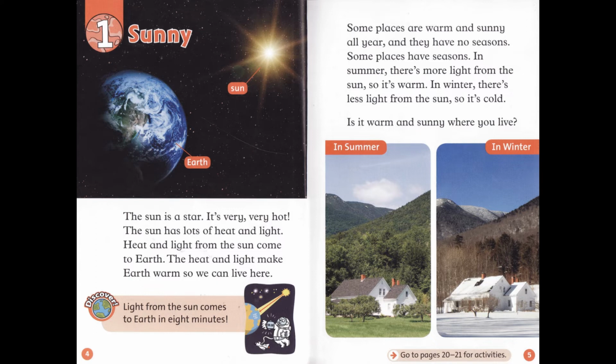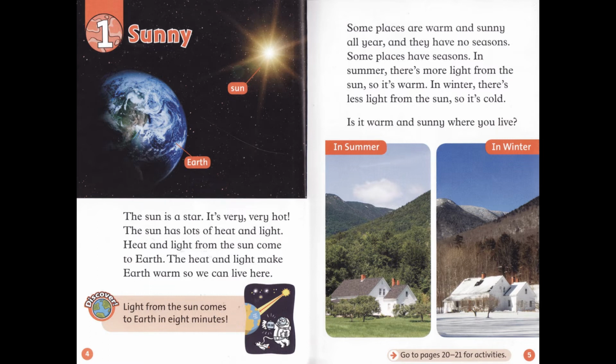Some places are warm and sunny all year, and they have no seasons. Some places have seasons. In summer, there's more light from the sun, so it's warm. In winter, there's less light from the sun, so it's cold. Is it warm and sunny where you live?